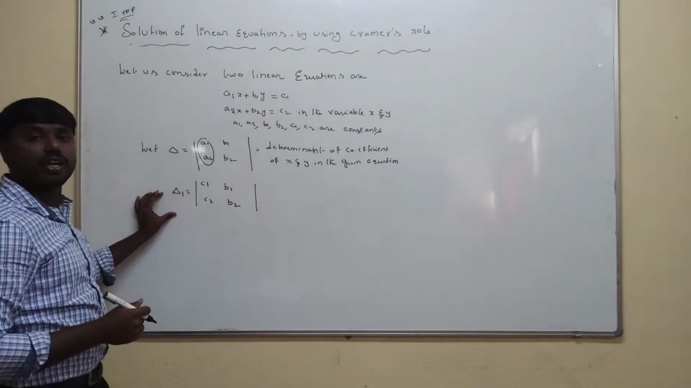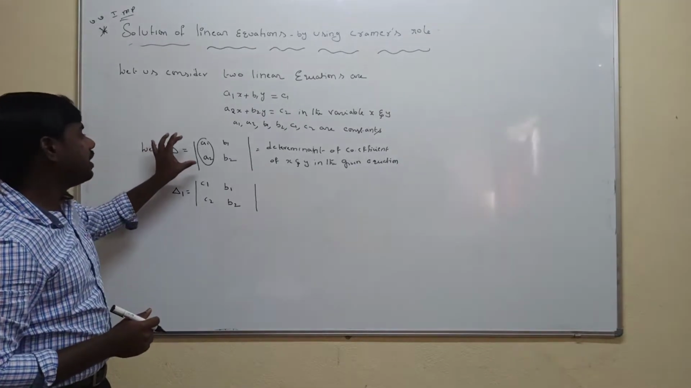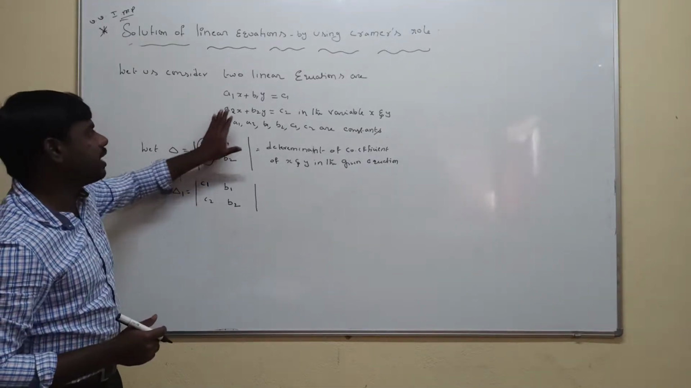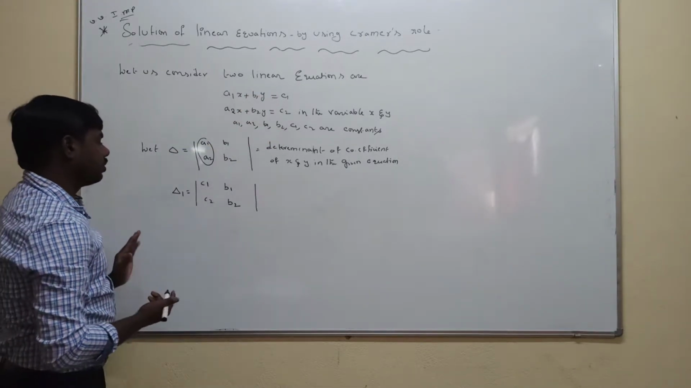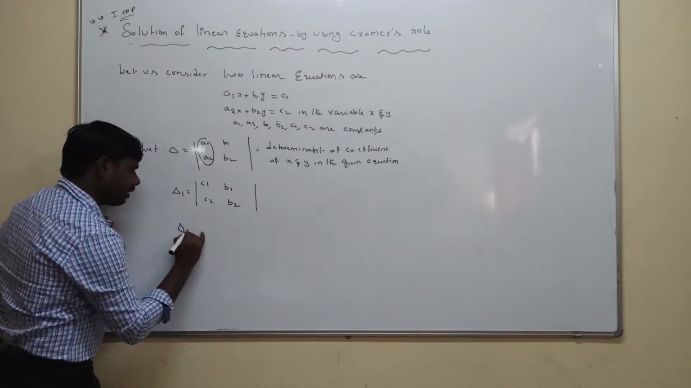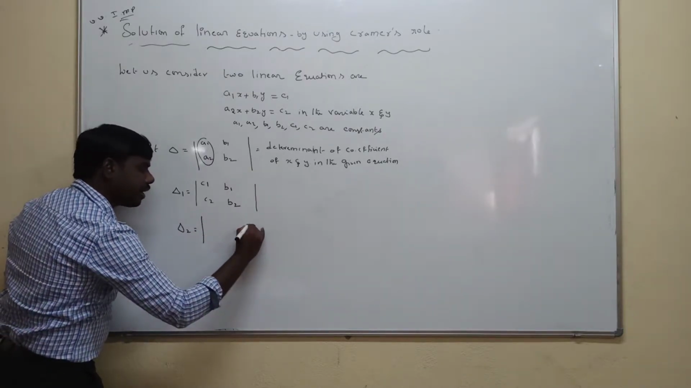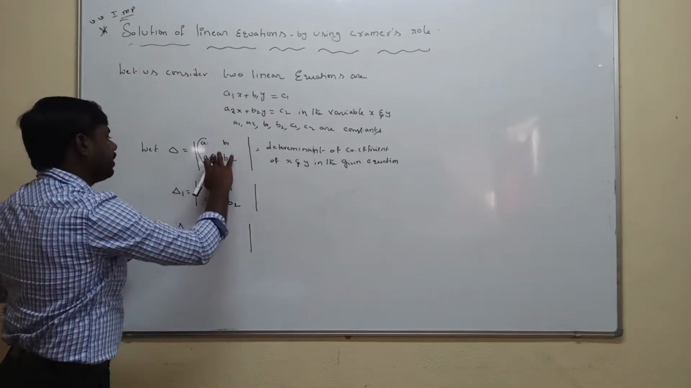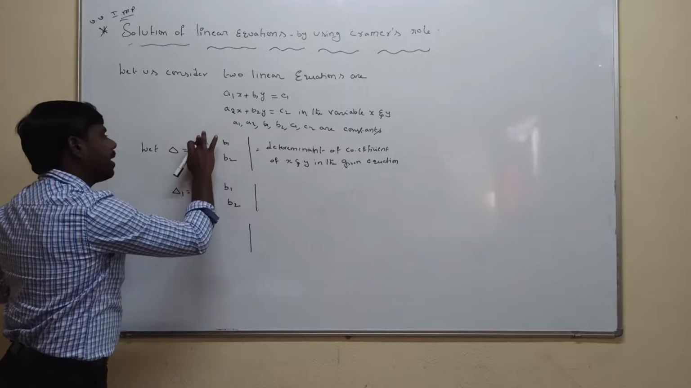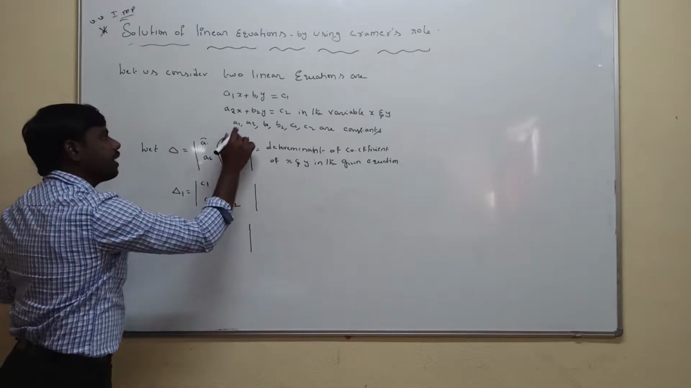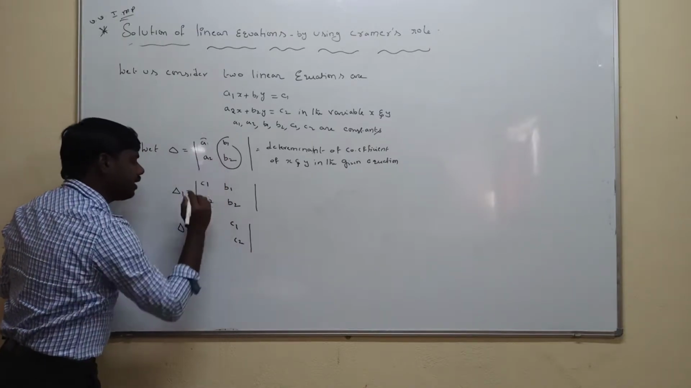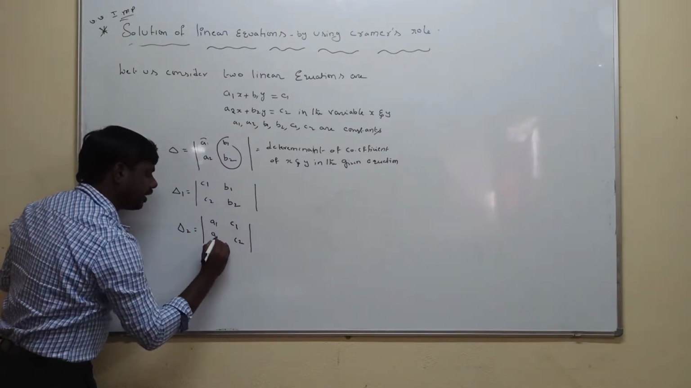Delta is the determinant of the coefficients of x and y in the given equations. Delta 1 is the determinant of delta with the first column replaced by c1, c2. Next, delta 2 is the determinant of delta with the second column replaced by the constant values c1, c2. The first column we write as it is, a1, a2.